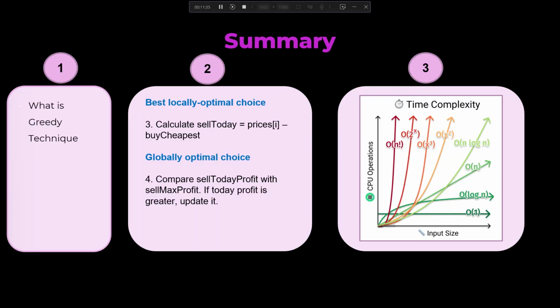With that, we come to the summary and conclusion. In this video, we have learned what the greedy technique is, what its uses and limitations are, and how we use the greedy algorithm, how we use the best locally optimal choice, and how we use the globally optimal choice in the step-by-step approach. With that, we optimized the brute force approach, which was O(n squared) and got time limit exceeded, and we brought it down from O(n squared) to O(n).